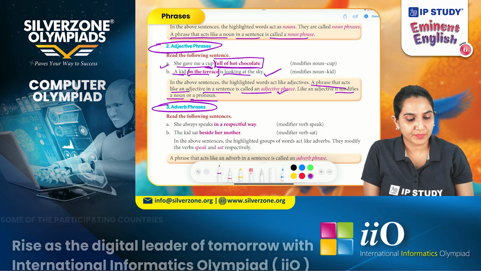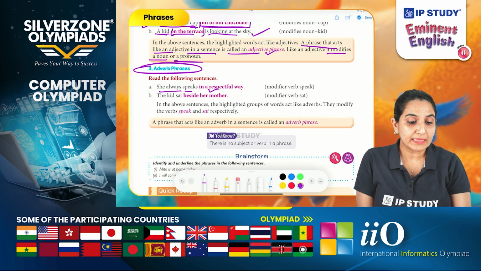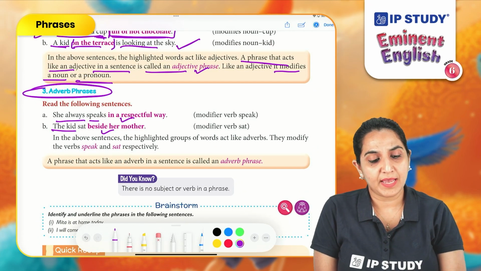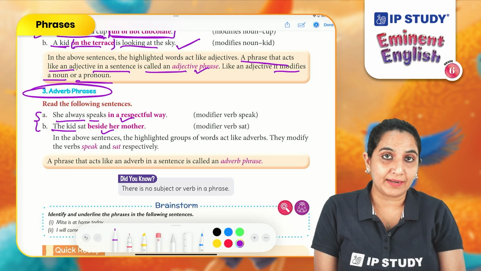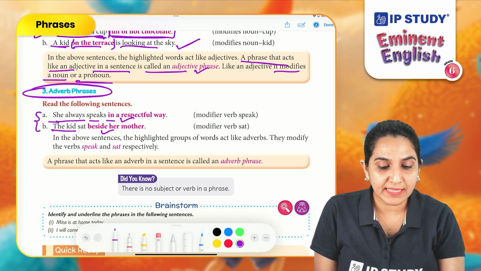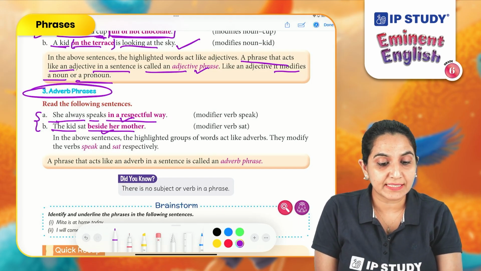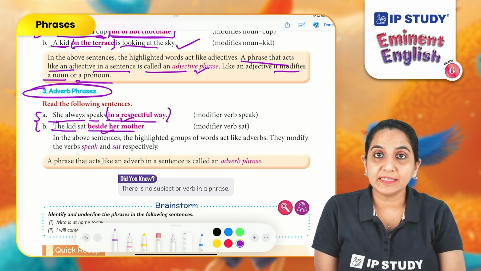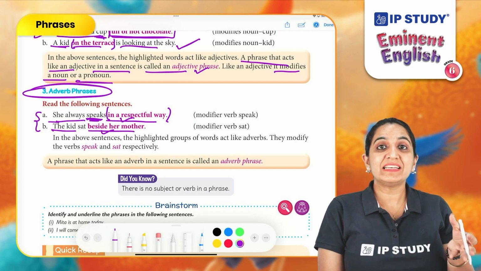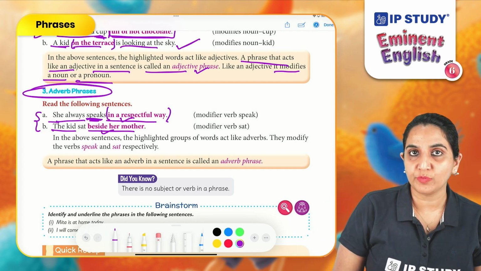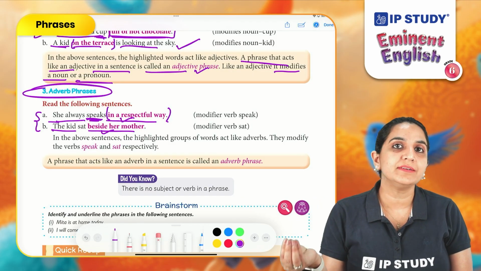Adverb phrases. She always speaks in a respectful way. The kid sat beside her mother. Now look at these two sentences carefully and think aloud: what is the phrase in each sentence and what are they describing? Very good. In the first sentence, "in a respectful way" is a phrase, and this is modifying the verb speaks. She always speaks. How? In a respectful way. That means this is an adverb phrase. It is acting just as an adverb in a sentence.